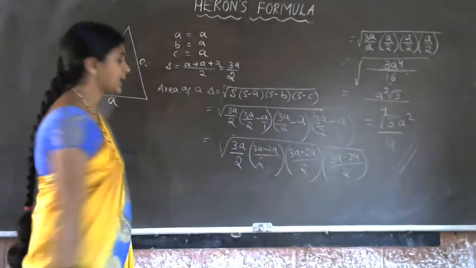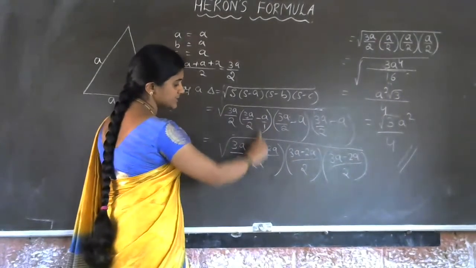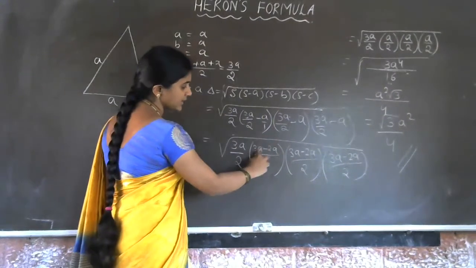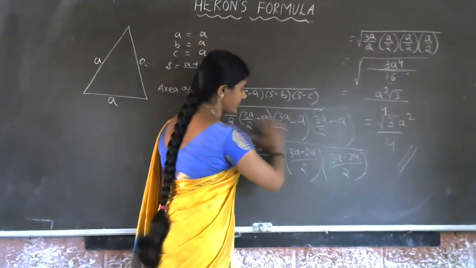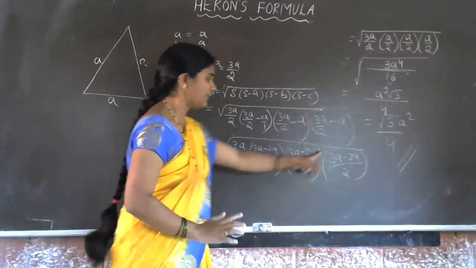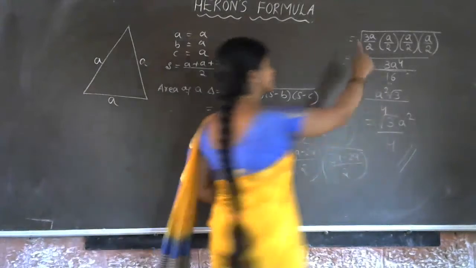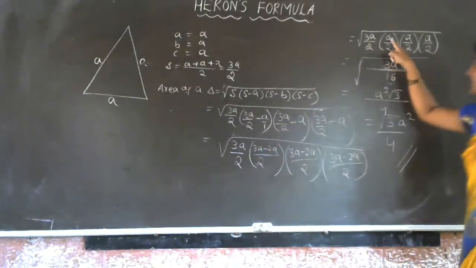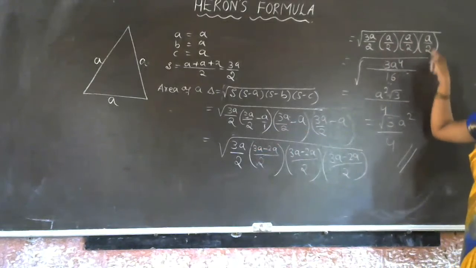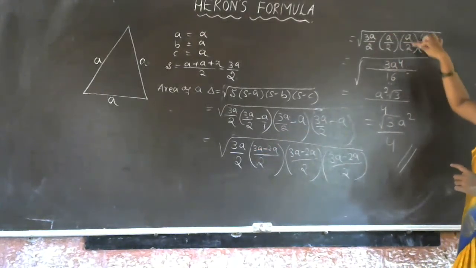Okay, now here we have the square root of 3A by 2. Take the LCM and simplify. So 3A minus 2A divided by 2, because all the brackets are the same, you will get the same answer. 3A minus 2A divided by 2. So next step, 3A divided by 2. Here 3A minus 2A is A. So A by 2, A by 2, A by 2. You will get the same bracket, 3A by 2 into A by 2 into A by 2 into A by 2.